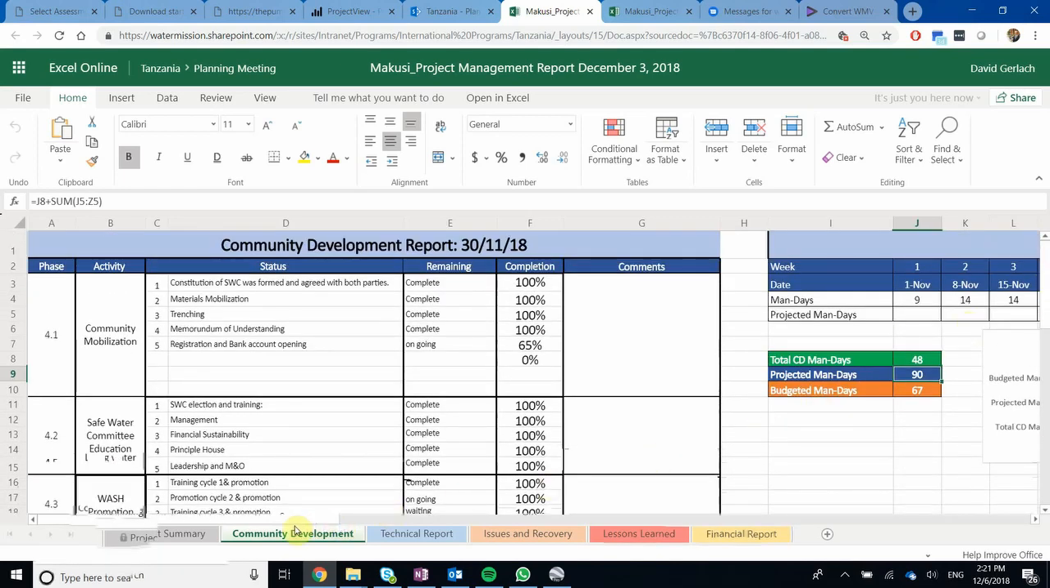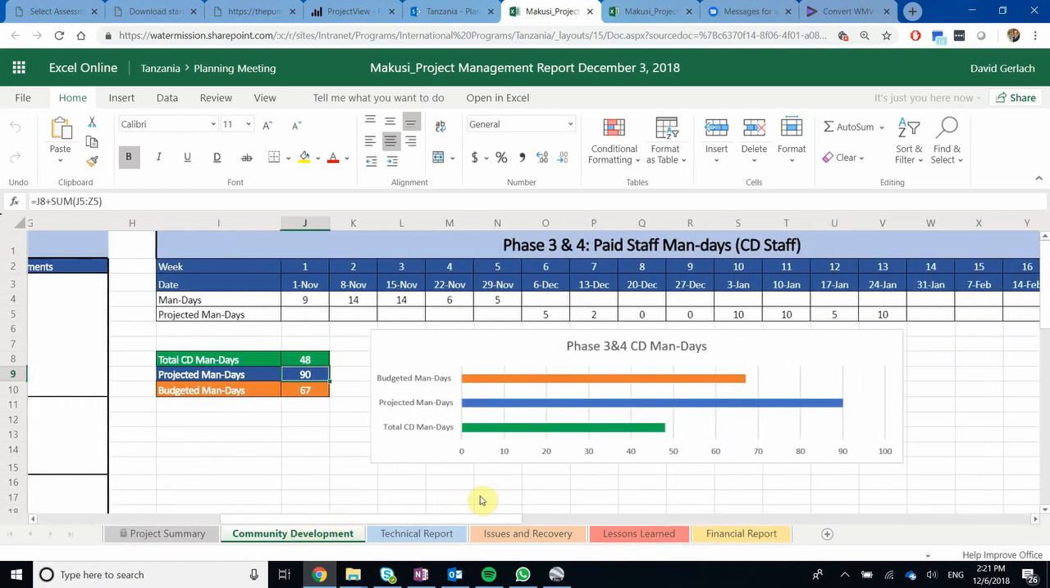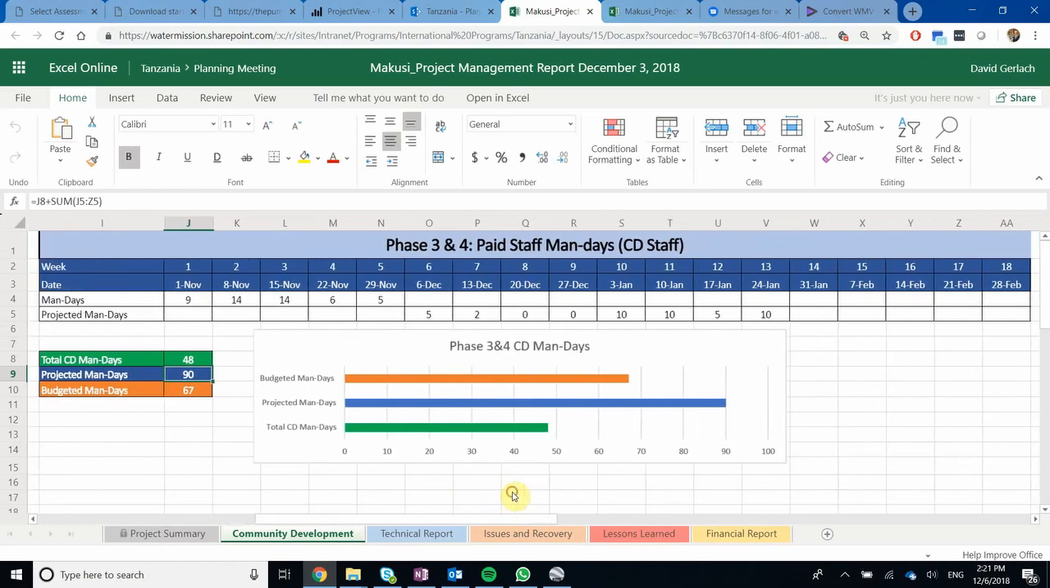As we move over to the right, I want to explain a little bit about this. So this is for phase 3 and phase 4. So what that means is during the construction and the community development phases. So basically, while our staff are in the communities and actually implementing the work, we're trying to track paid staff man days. And so this is as we're paying our staff, whether that's a technician, an engineer, a community development officer, what days are they being paid for while they're in the field?